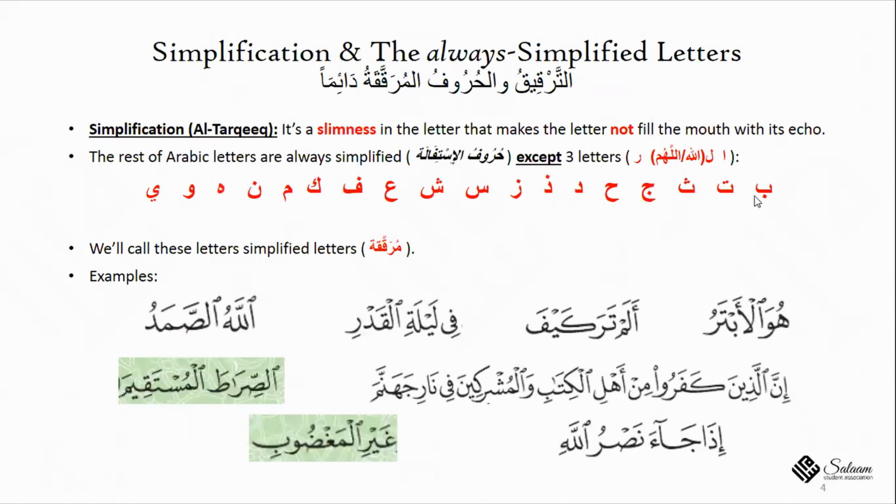A letter like ta, we say it light. We don't say it mufakham. We say muraqqaq, simplified. Ta, tha, ja, ha, and so on. Here we say ha, we never say the heavy one. Both are ha with fatha, but the pronunciation is different. That's very important. Here we say إذا جاء نصر الله.